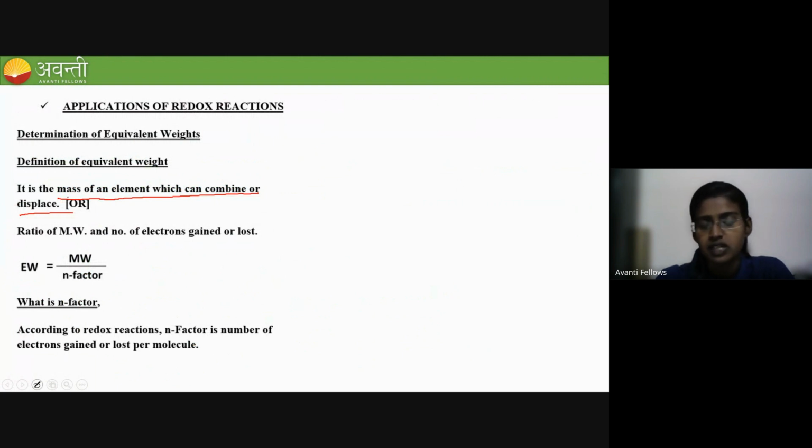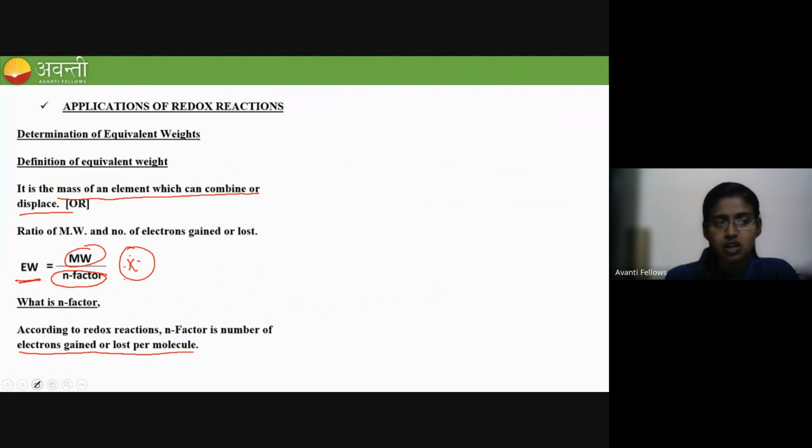So this is the molecular weight. Number of electrons lost or gained can be written as n factor. So the ratio of these two will give the equivalent weight. So this formula is very, very important. What is n factor? Number of electrons lost or gained in a molecule is called as n factor. I will show you some examples.